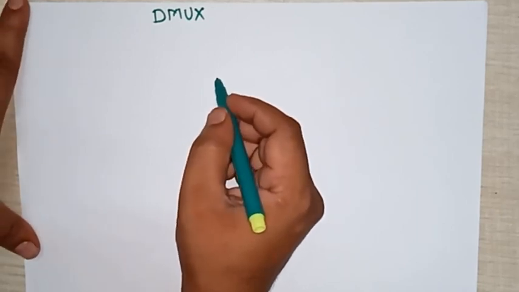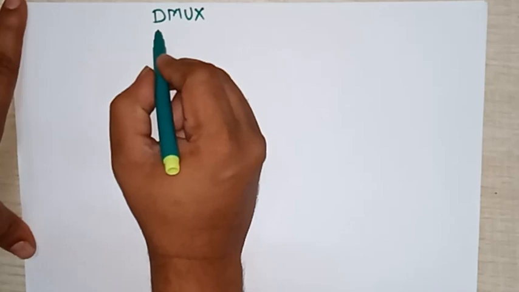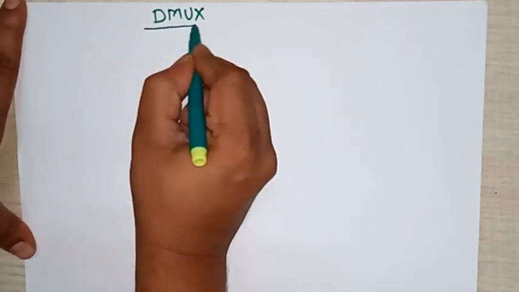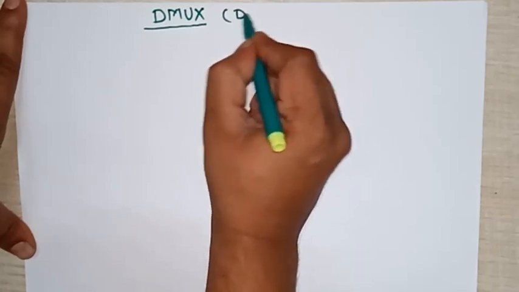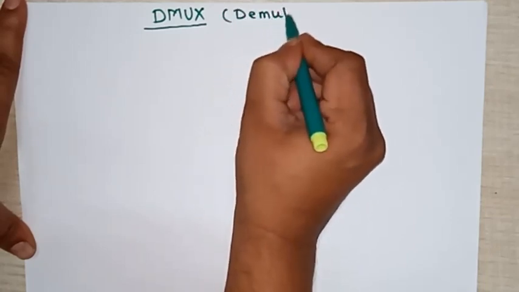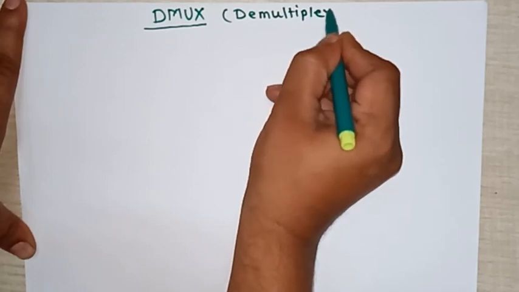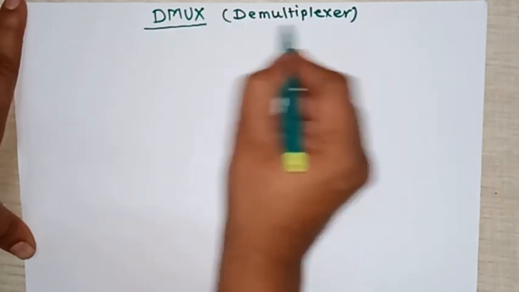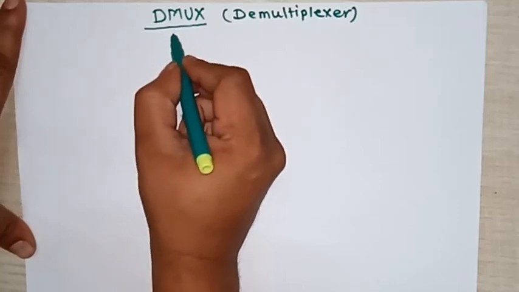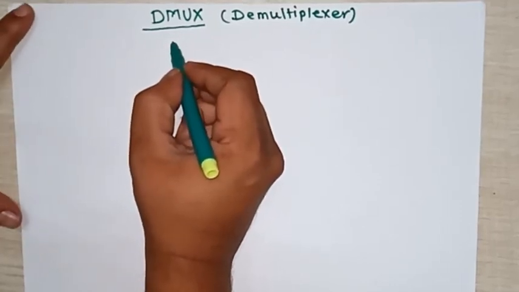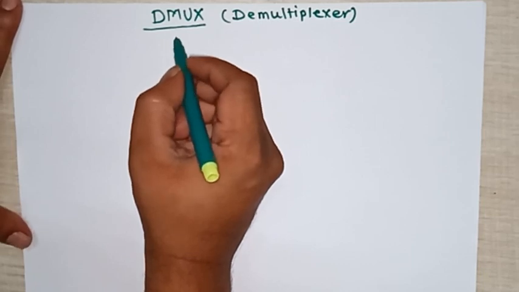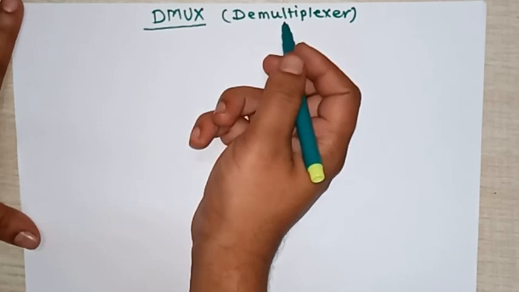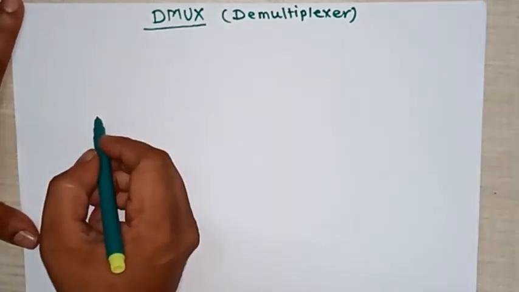So now we will continue with our topic, that is demultiplexer, or in short we will call it demux. Now what is meant by demux? Demux is exactly opposite to that of multiplexer. Demultiplexer is opposite to that of multiplexer.